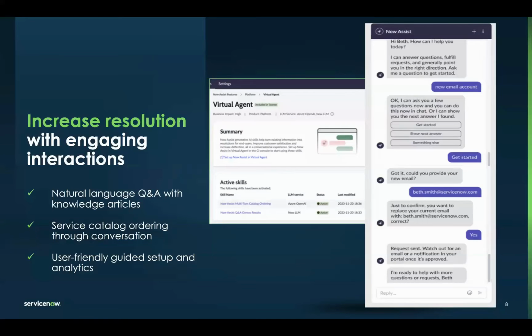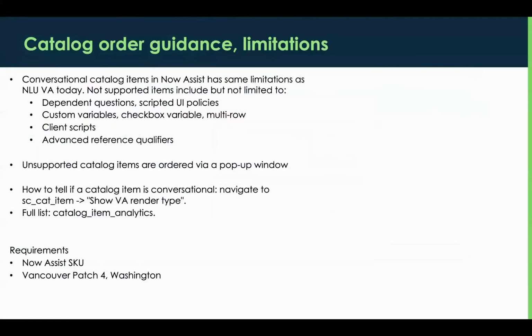With that said, going back to here, there are limitations as of today, although some of these will be changed, and I'll talk about that moving forward. It doesn't support dependent questions or scripted UI policies. It also doesn't support custom variables, checkbox variables, or multi-row variable sets, MRVS. It doesn't support client scripts, and it doesn't support ARQs, or advanced reference qualifiers. So if your catalog item has any of these things, then you're not going to get the conversational experience.